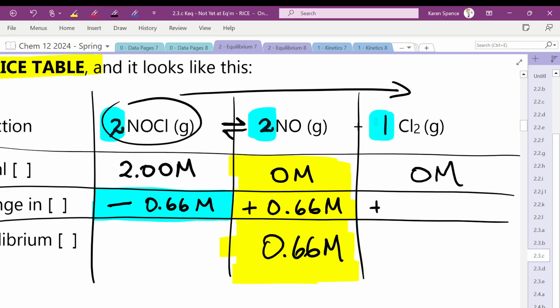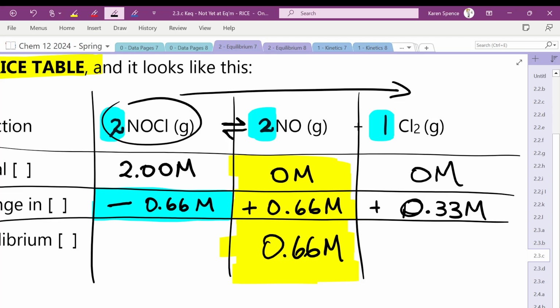Now the coefficient of Cl2 is a 1. So how much Cl2 are we making? 0.33, because we're making half as much. For every 2 NOCl, we make one of these, so it's going to be half as much. So that's 0.33 molar. And then we simply add or subtract down the columns.